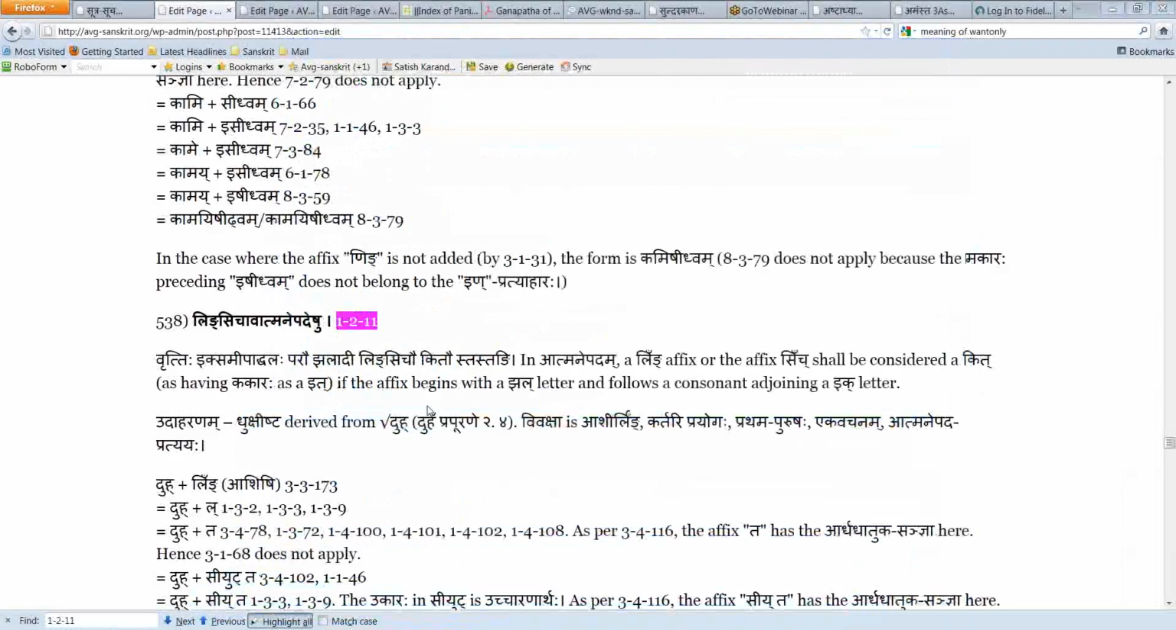Jhaladi ling sicha means what? There is no ida agama. Jhaladi, because sich is already jhaladi. Then what's the point of saying jhaladi sich? Because there should be no ida agama.